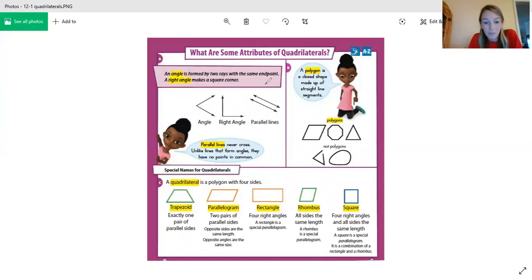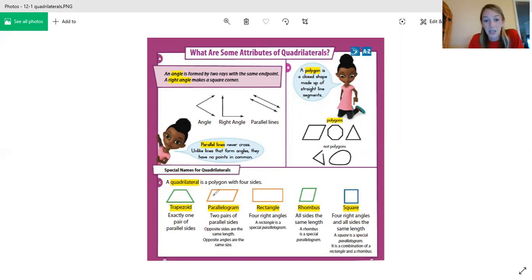So this trapezoid has only 1 pair of parallel sides. Remember, a pair is actually 2, right? Like a pair of socks, that's 2 socks. A pair of shoes, that's 2 shoes. So it has a line here and a line here that are parallel. That's a pair. But this pair of lines are not parallel.